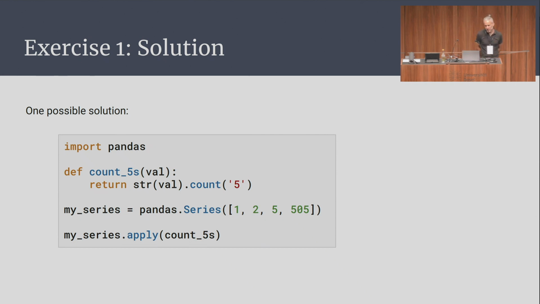And as you can see here, I have a series. I just made up a series with the numbers that you had in the example. And we have the apply function, and what apply will do is apply this function to every element in the series in this case. So if you run this, you should get the numbers from before, saying that 1 and 2 have zero 5s in them, 5 has just 1, and 505 has 2.